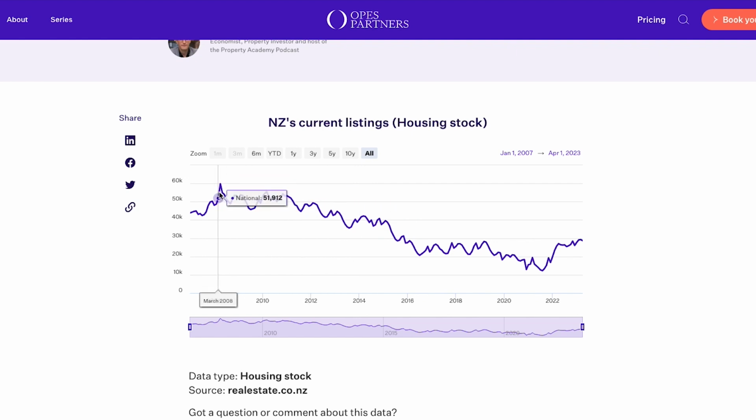So all the way back in March 2008, there were about 60,000 listings available on realestate.co.nz. There were so many properties available, more than 1 per 100 people in New Zealand. But look how that has been steadily declining over the last decade and a bit. Now, during 2021, listings on realestate.co.nz got down to just over 12,500.